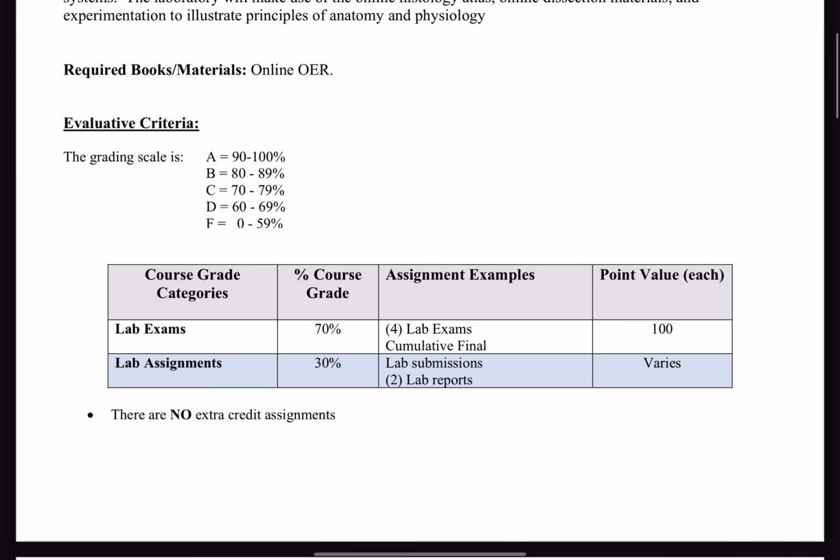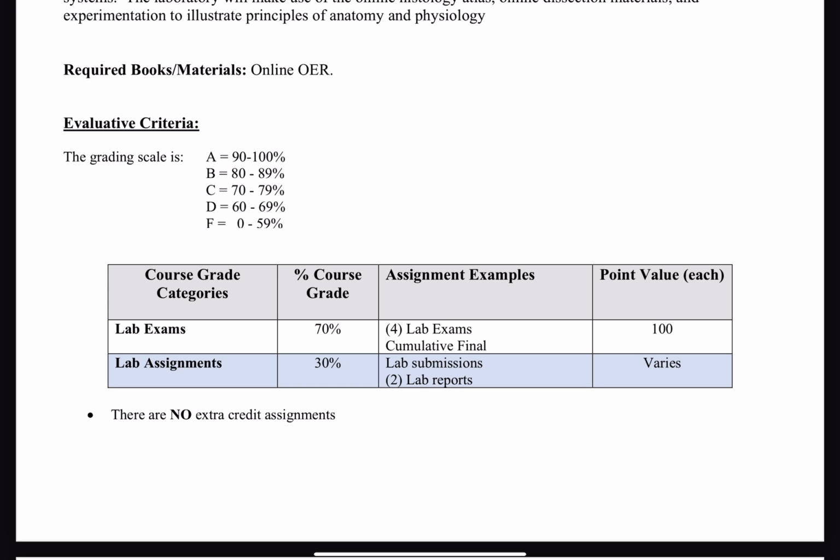Evaluative criteria is the same. It's your standard grading scale. The 90 to 100 is an A, 80 to 89 a B, and so on and so forth. I don't have listed on here what I refer to as a gray area. So if you have, say, for example, an 89.4 or an 89.9, that's not technically listed as a B here.